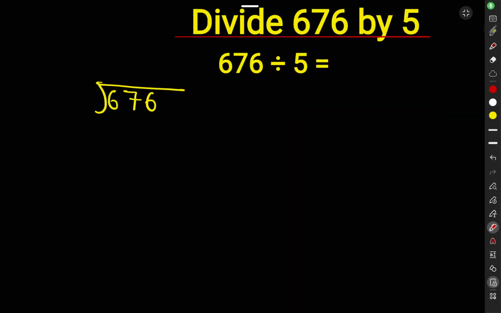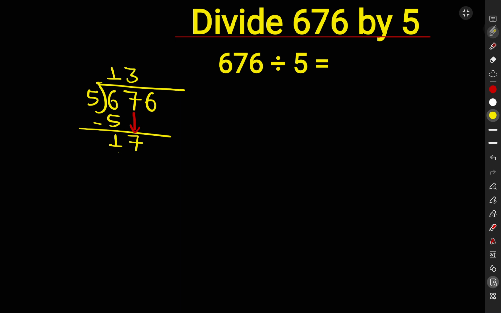We divide 676 by 5 in a long division method. 5 times 1 is 5. On subtracting, we get 1. So now we put down this 7 and it is 17.